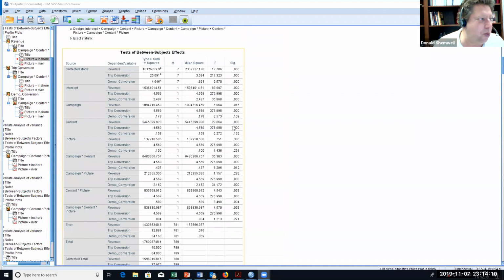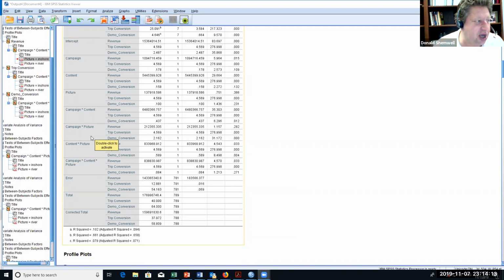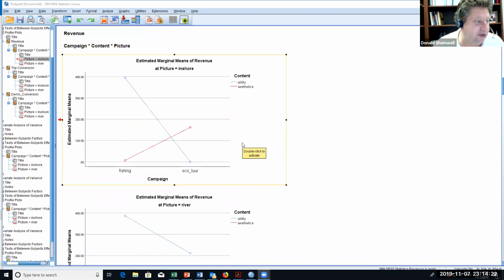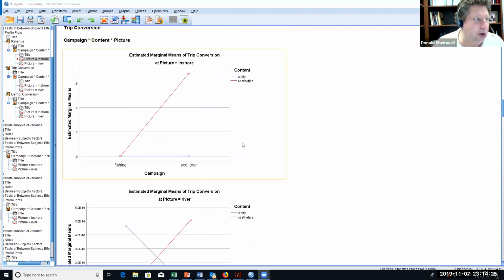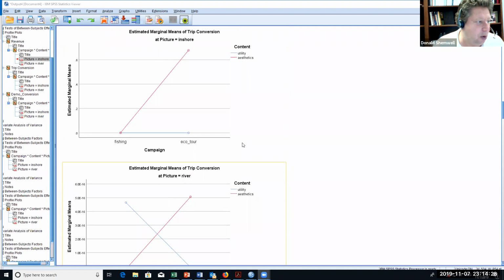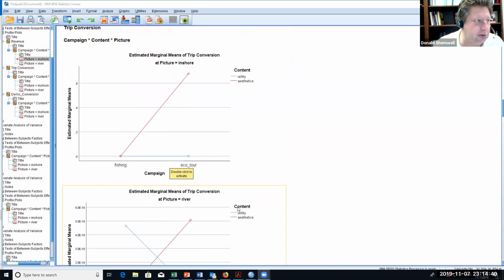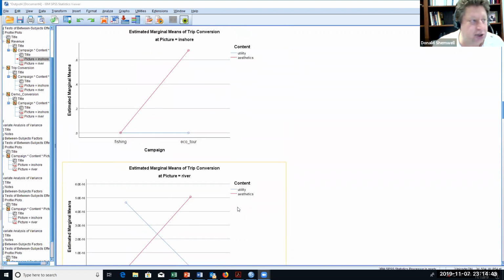So now let's look at another one of the interactions, say, between campaign and content on trip conversion. If we're looking at campaign and content on trip conversion, what is the best combination? We're not looking at picture in this particular example. We're looking at the two-way interaction between content and campaign. What is the best choice? It's pretty clear that eco-touring and aesthetics is best: a campaign that uses eco-touring keywords combined with an ad that focuses on aesthetics.